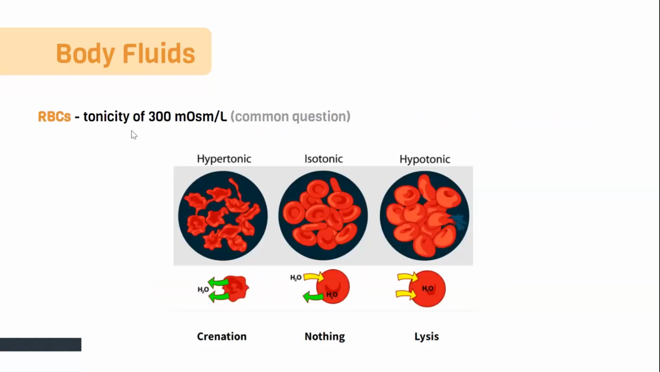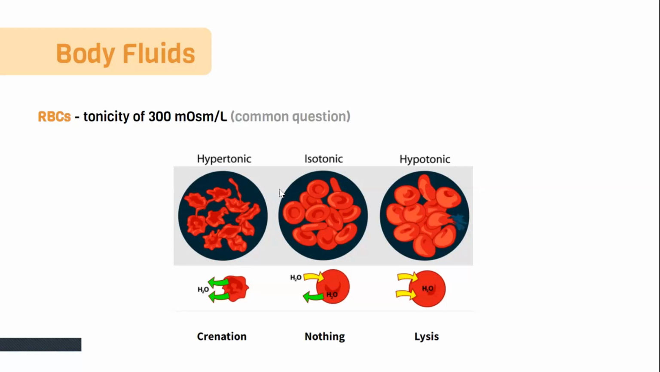Red blood cells have a tonicity of around 300 milliosmoles. Now, you may see sources that say 280, 290, or even 308. That's fine, it's around that range. Now, if I put these red blood cells in a fluid where there is a low concentration of things on the outside, water will move out of the cells and into that area. So that means my cells will become shriveled.